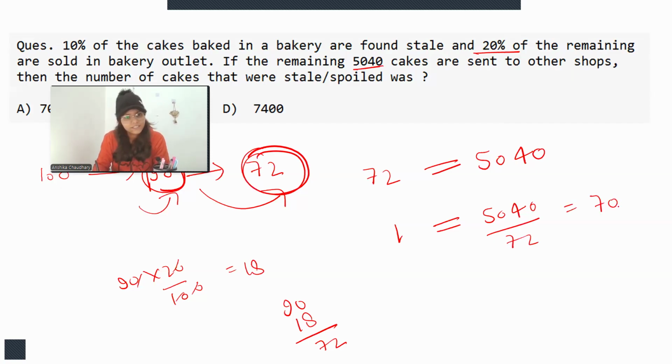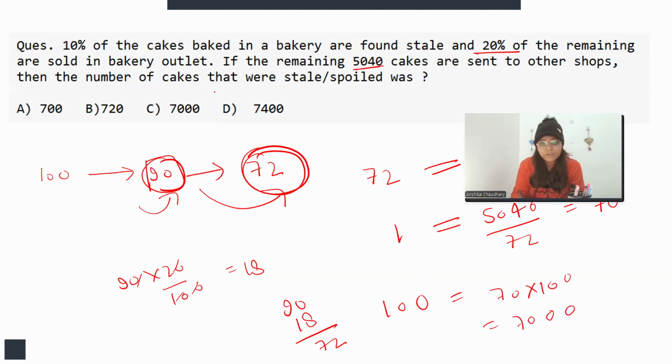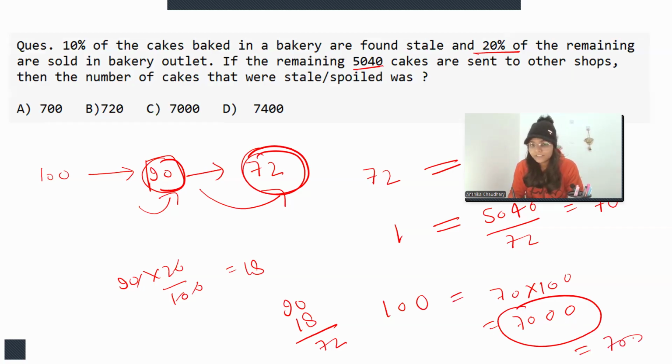So the answer would be 70, right? So 100 cakes will become 7,000, right? Now the question asks the number of cakes that were stale or spoiled. That means in total we have 7,000 cakes, but it is asking for those that were stale or spoiled. So we have 10% that were spoiled, right? What will be the 10% of 7,000? 700, right? So 700 will be the answer.